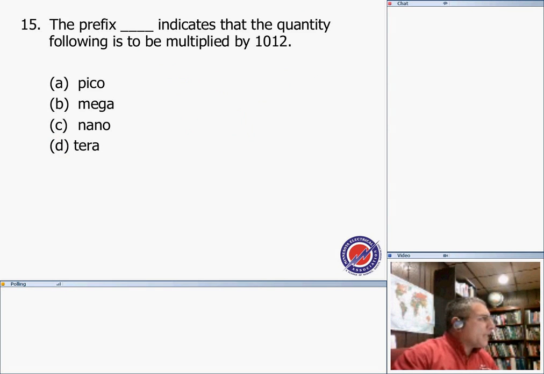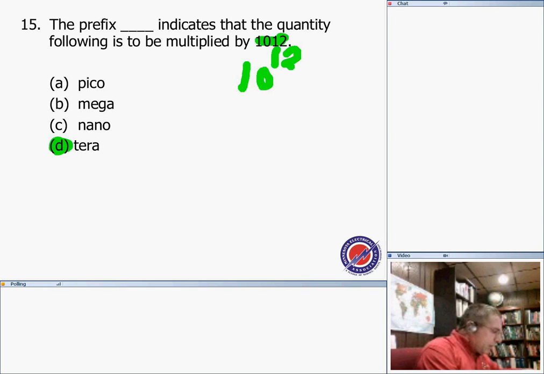Moving on: the prefix indicates that the quantity following is to be multiplied by 10 to the power 12. I don't know, maybe that confused you guys. This is supposed to be 10 to the power 12. And number 15, 10 to the power 12, is D, the tera. How would you remember that? You're going to go to the slides, guys, to the book, one of these prefixes that we had in our book. I don't expect you guys to remember the tera. If you remember the K, that would be great.